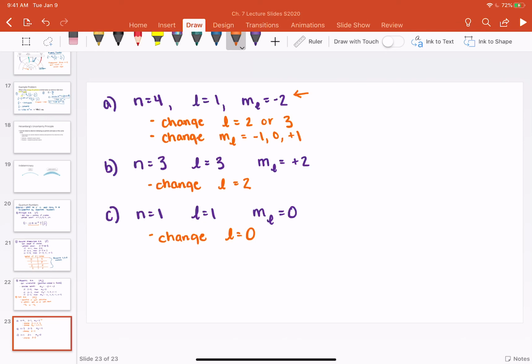And now that I'm looking at these, I suppose that there is another change that could be made. You could also change the n values here. You could change n to equal 2 so that it's at least 1 greater than L, and that would leave the L and the M sub L as numbers that are allowed. So either of those changes would allow these numbers to follow all of the rules.